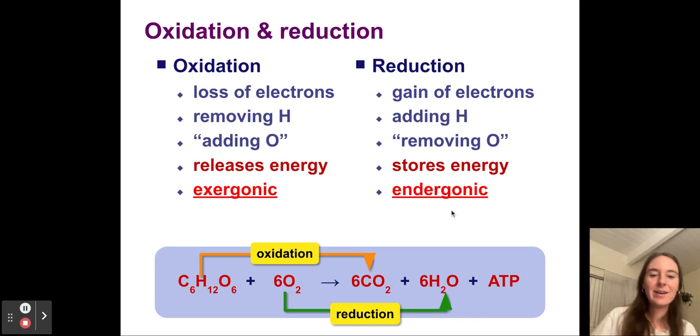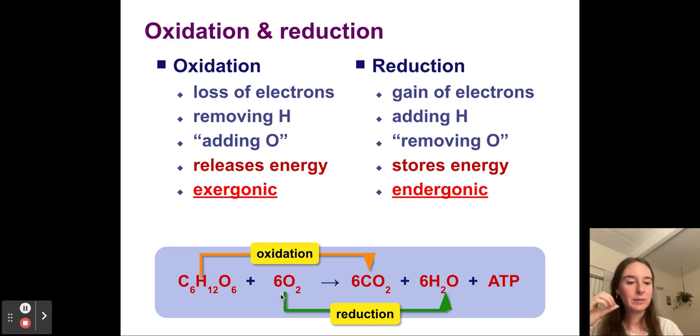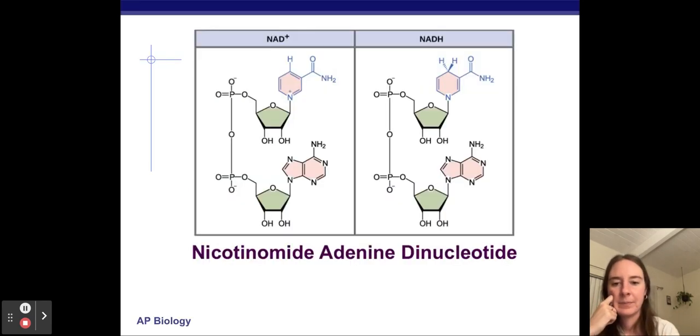Now, what does that mean? Remember, when we talk about those electrons, or we talk about hydrogens moving around, those have energy. And so if you're adding hydrogen to an oxygen molecule like this, then you're actually adding energy into the system, and you're using the energy to create a new molecule. You're synthesizing, which requires energy.